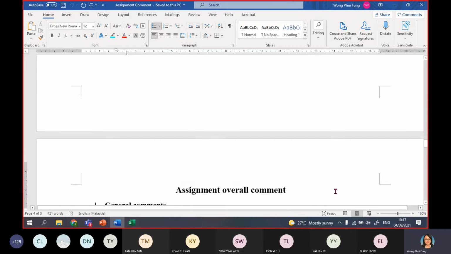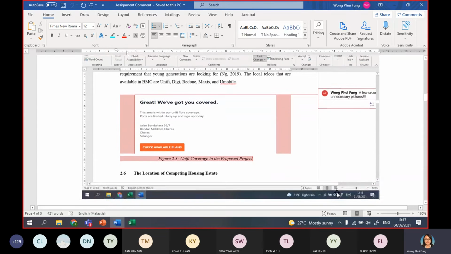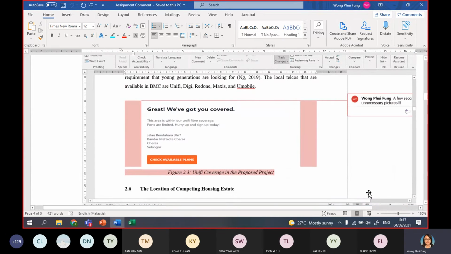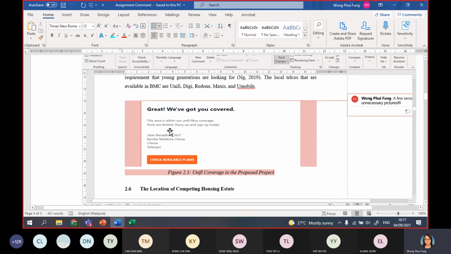Say for example, you see this figure. Can you see this figure or not? I forget which group, but it's not good to say which group. The group actually shows this picture, showing that Unifi coverage in your project area. So you all think about it. Do you think this figure is necessary to paste to show that, hey, my area got Unifi? So I leave the question to you to think again.